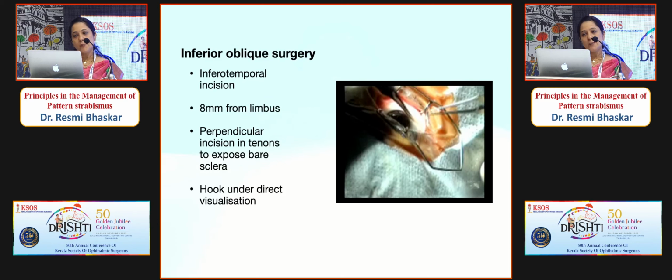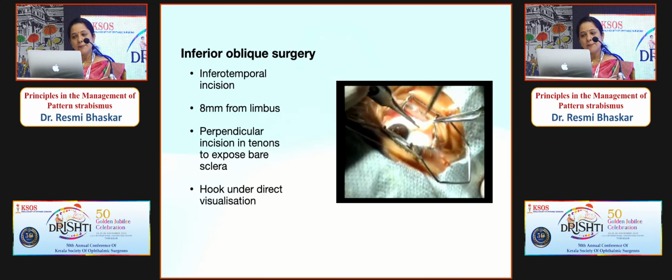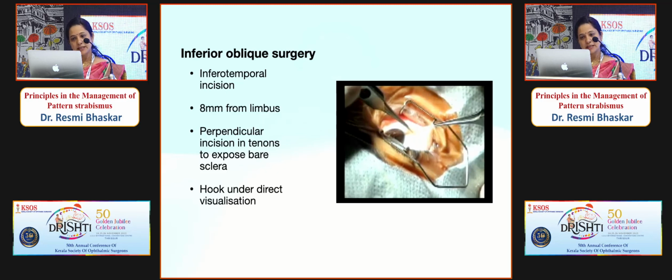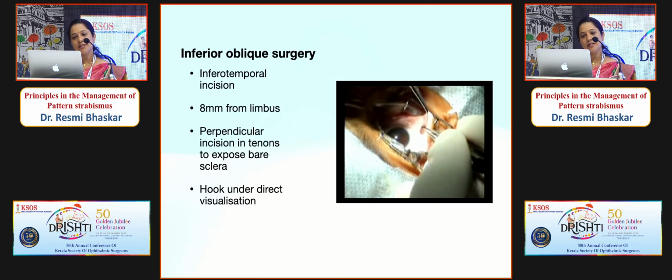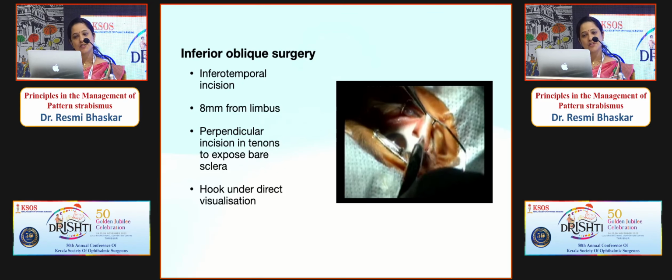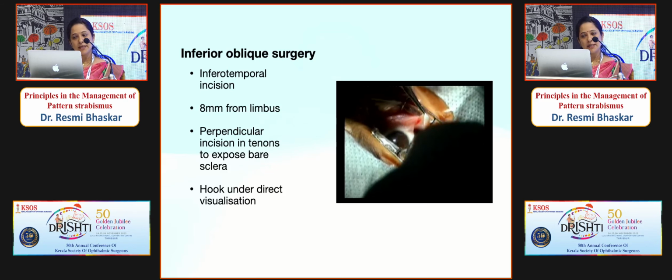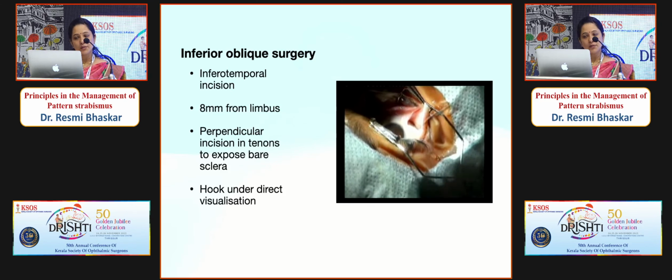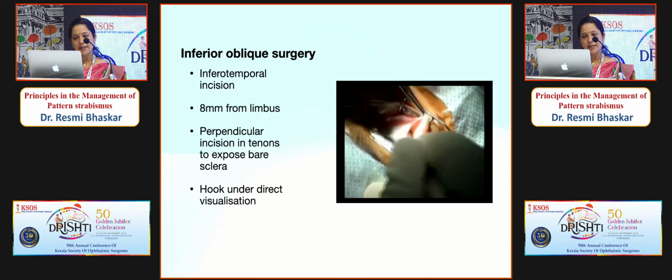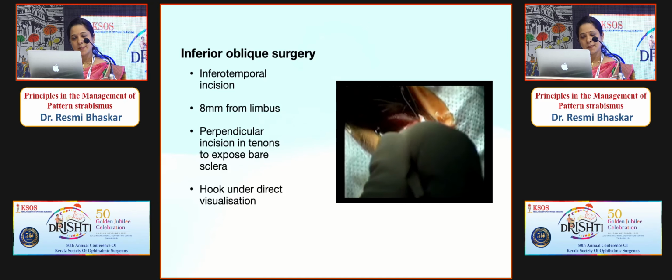The inferior oblique surgery, how will you approach it? An infratemporal incision is made, and 8 millimeter from the limbus, you make a cut in the conjunctiva. Perpendicular incisions are made in the Tenon's to expose the bare sclera, as you can see, by careful dissection, and then the obliques are visible. You hook under direct visualization.